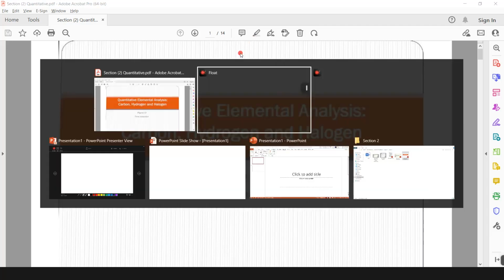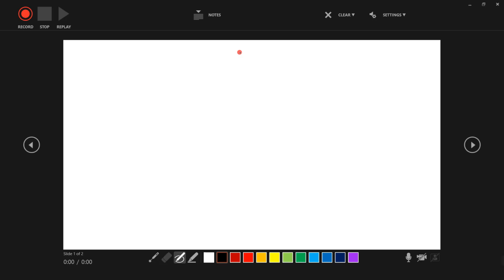Okay, like I said, the first point will be how to determine the weight of carbon, weight of hydrogen, and also the percentage of carbon and the percentage of hydrogen in my sample. Okay, this is the aim of our first point in the section.